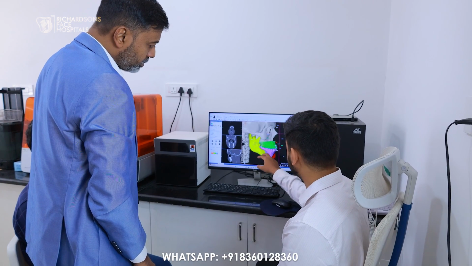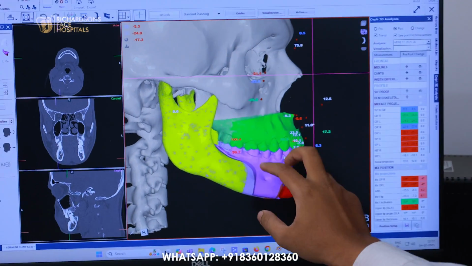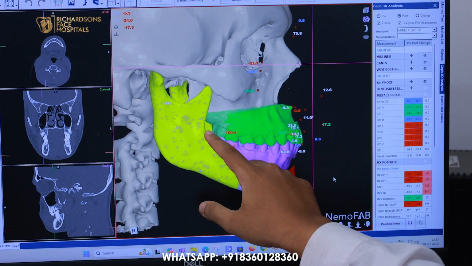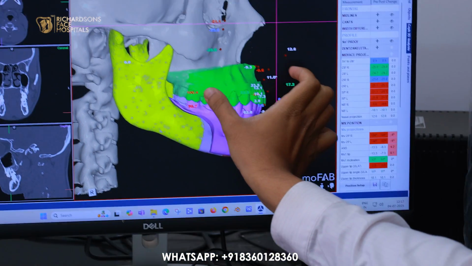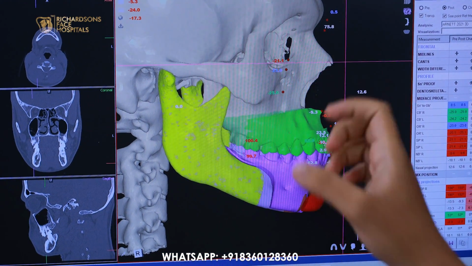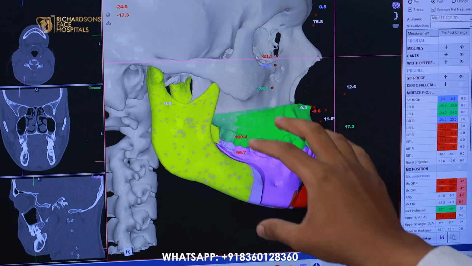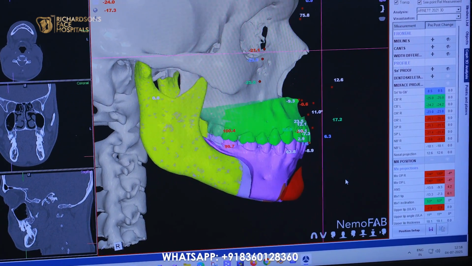If you can see, there is a part which is light green and a part which is dark green. The light green is the part where the Le Fort was done and it is pre-treatment. Compared to that, how the maxilla has been brought forward and how much counterclockwise movement has been done can be visually seen, as well as you have the numbers to denote the proper linear movement.